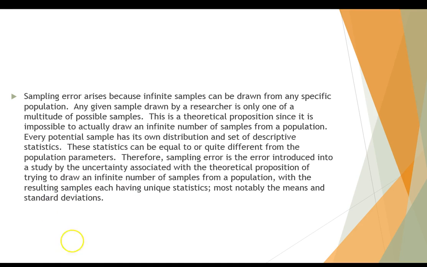The definition of sampling error. Remember, we talked a minute ago about a type 1 error. We'll talk about it more. The sampling error arises, and I want you to try to read through this. You can stop this recording and just read it. But it arises because infinite samples can be drawn from any specific population.